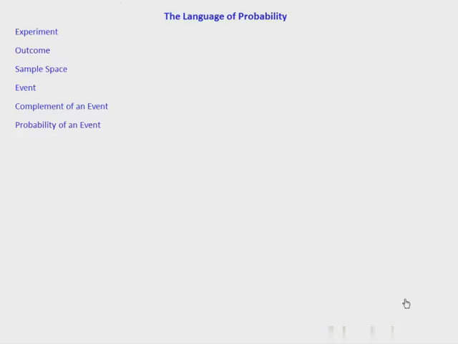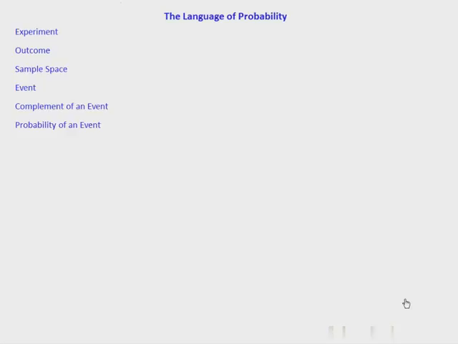Having looked at these simple examples and got a feel for what probability means and how we go about calculating simple probabilities, let's now learn the formal language of probability. So the first thing that we need to understand is that we are trying to find the probability of something that happens. That something is an experiment. So we are always conducting an experiment.